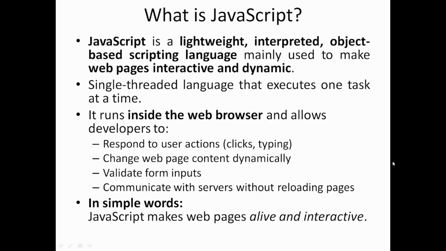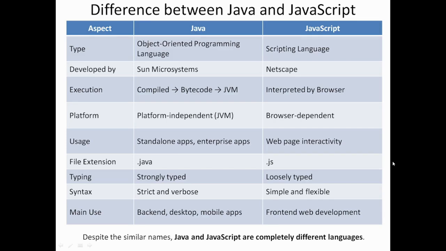Generally, JavaScript is a lightweight, interpreted, object-based scripting language mainly used to make web pages interactive and dynamic, and it is a single-threaded language that executes one task at a time. It runs inside the web browser and allows developers to respond to user actions like clicking and typing, change the web page content dynamically, validate form input, and communicate with the server without reloading the web page. In simple words, JavaScript makes a web page alive and interactive.